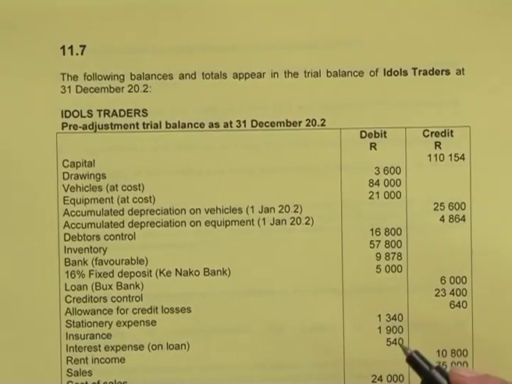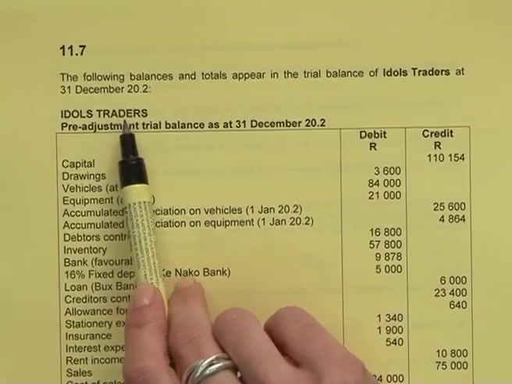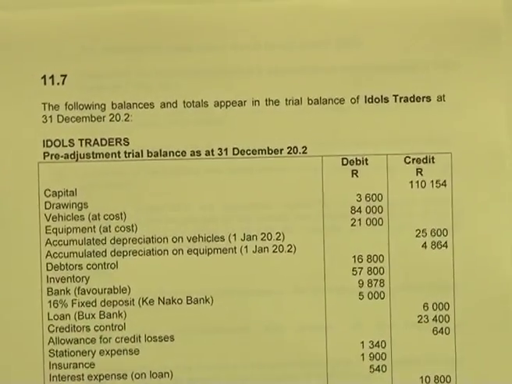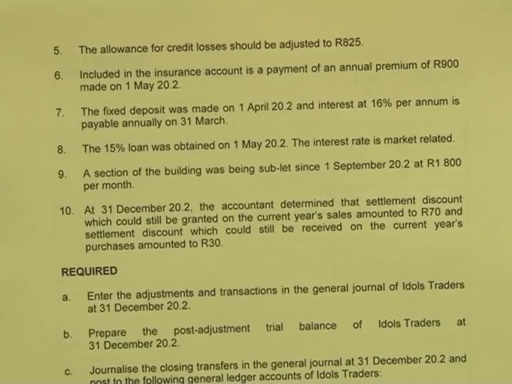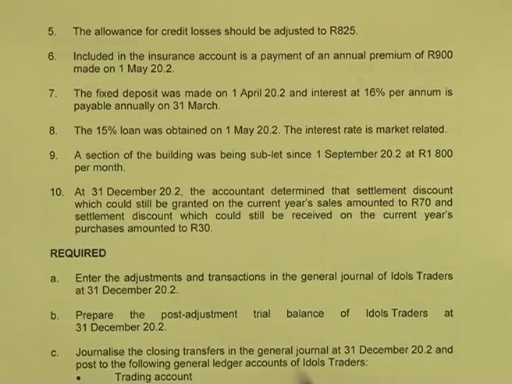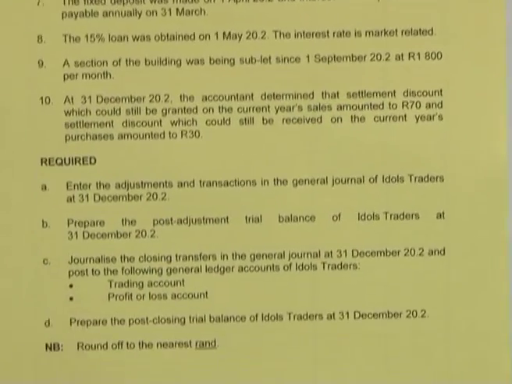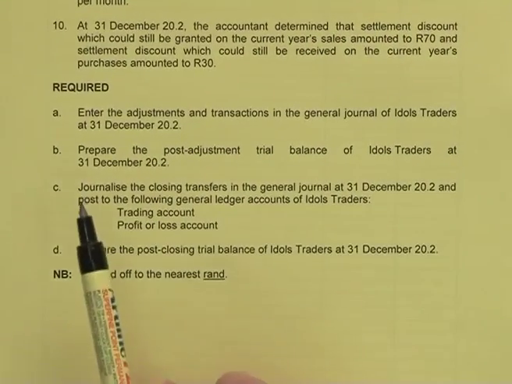Welcome to the question clip on chapter 11, and we're going to be dealing with the question for Idols Traders. In this question, they deal with adjustments and the closing process, but we are just going to focus on the closing process as we've already dealt with the adjustments in chapter 10. We can have a look at the required part that we are going to focus on.